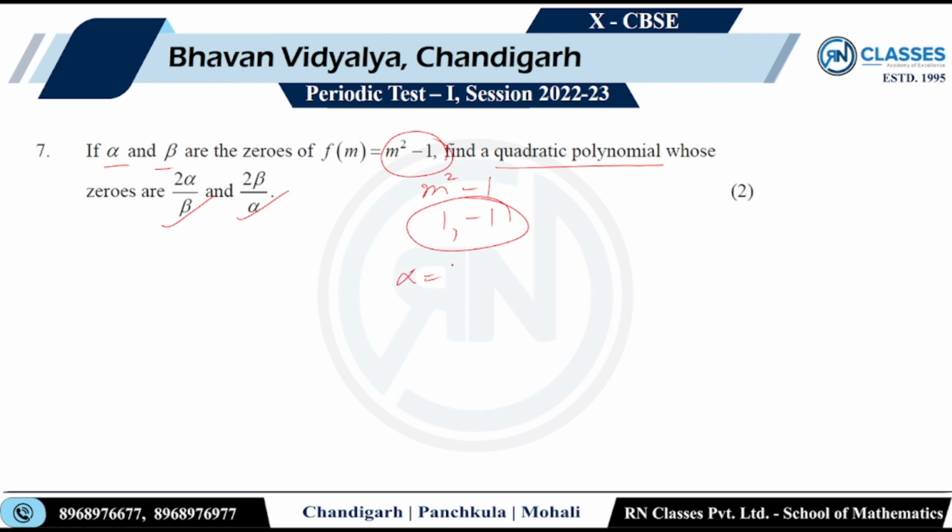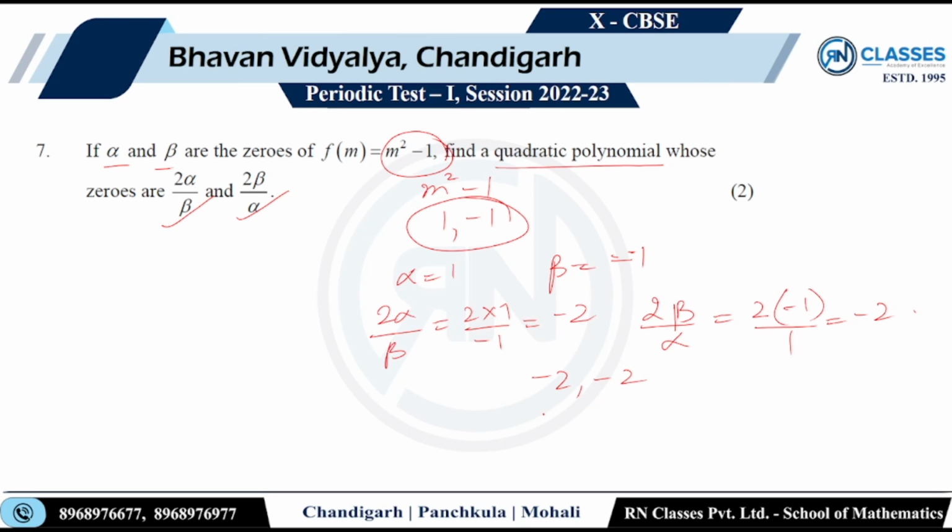So if I take alpha to be 1 and beta to be minus 1. So I have my 2 alpha by beta is equal to 2 into 1 divided by minus 1. So that is minus 2. And 2 beta by alpha, that is 2 into minus 1 divided by 1. Again, that is minus 2. Right? So my zeros are minus 2 and minus 2.